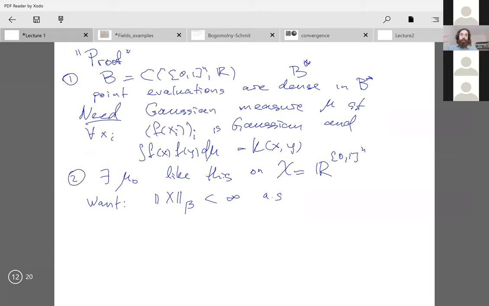Unfortunately, this does not work. The problem is that to compute a Hölder norm of a function, you have to evaluate this function everywhere. So you need uncountably many evaluations. So this depends on uncountably many evaluations. So this is not measurable.